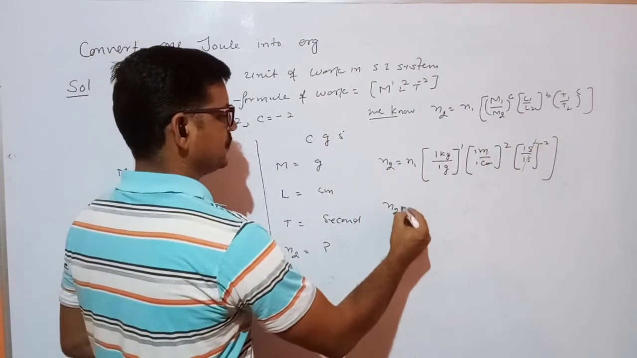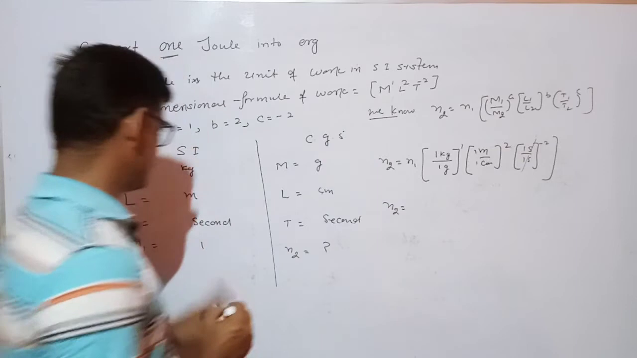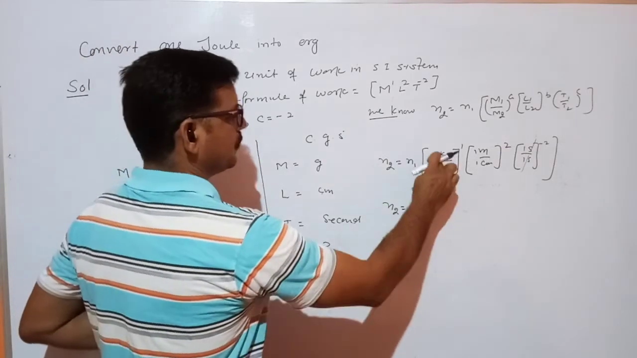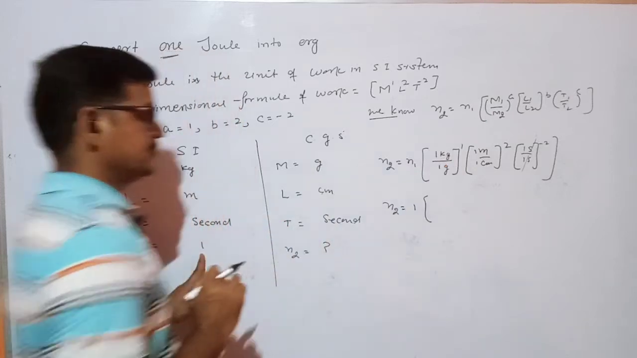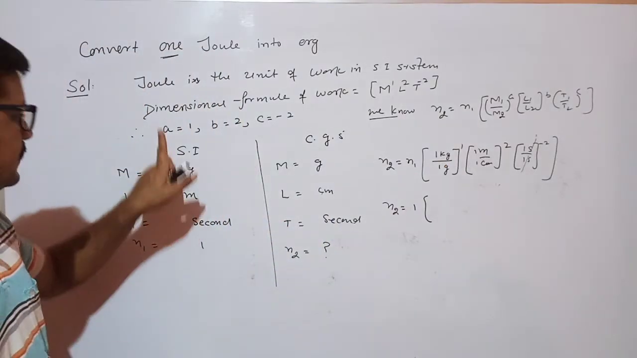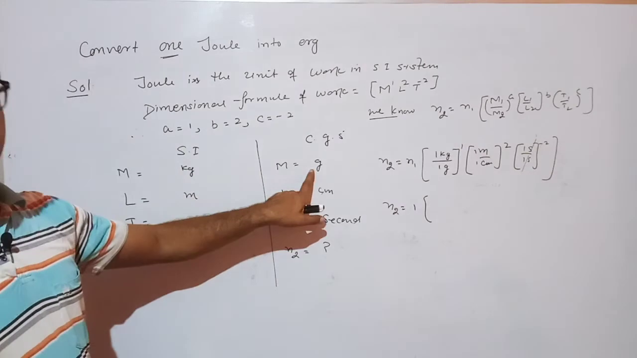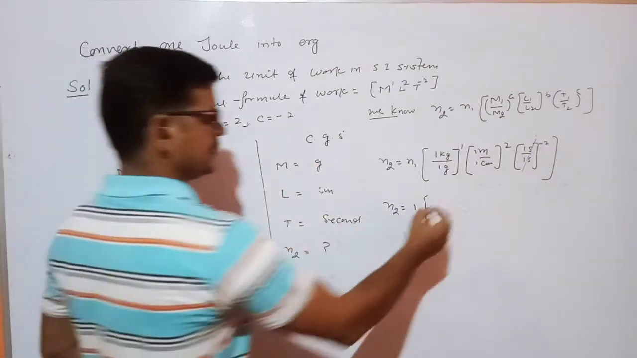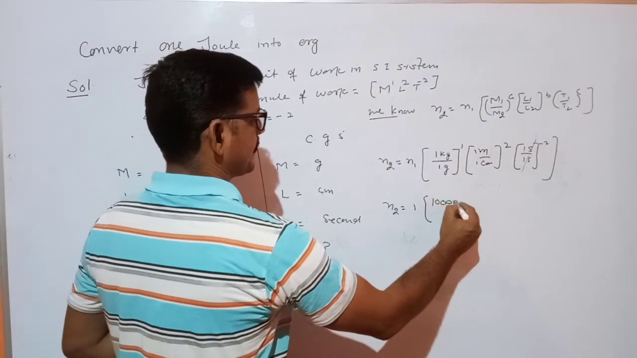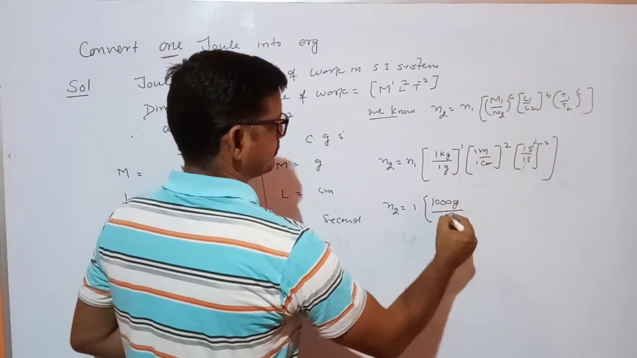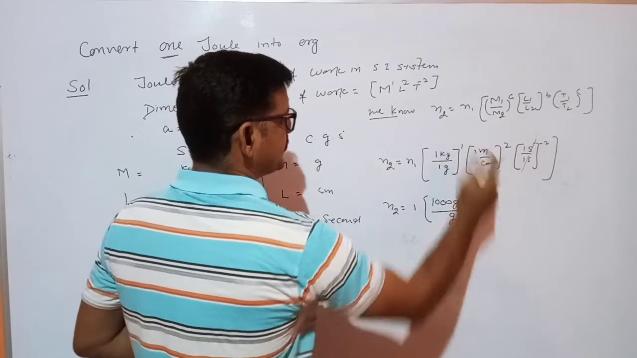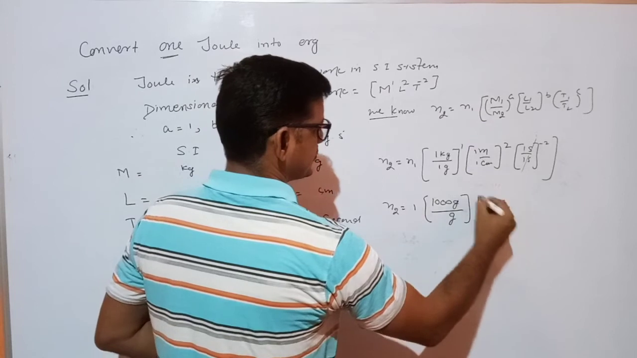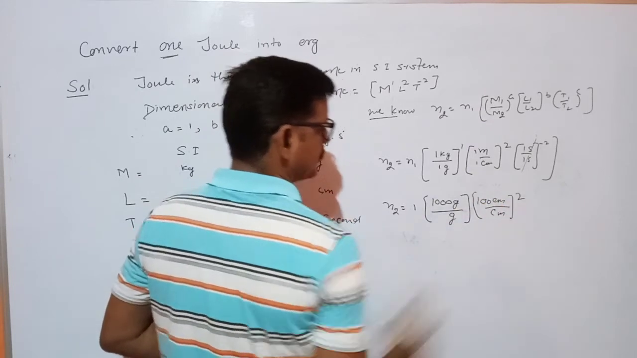Now, first of all, 1 second over 1 second will cancel out. So N2 is equal to N1. N1 is given as 1. So 1 into 1 kg upon gram. You have to convert kilogram into gram. In 1 kg there are 1000 gram, and in 1 meter we have 100 centimeter, upon centimeter power 2.